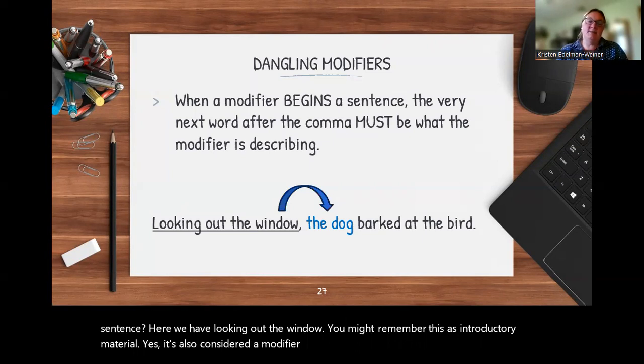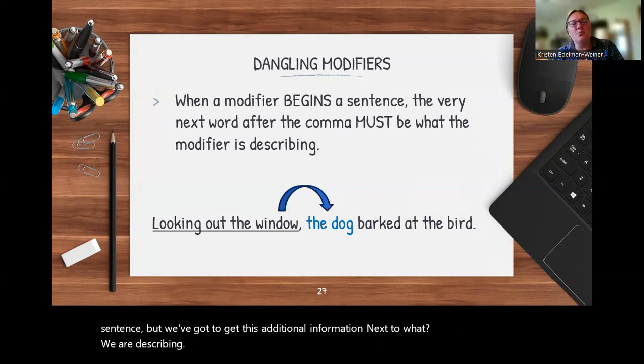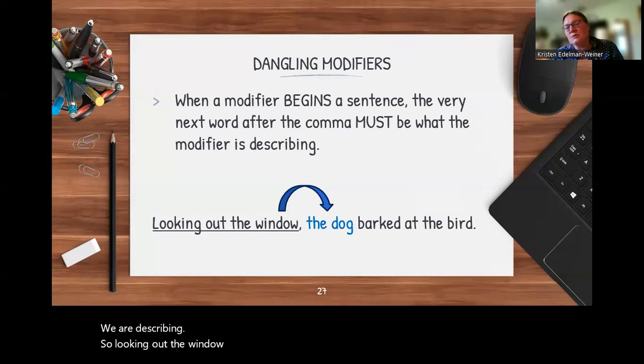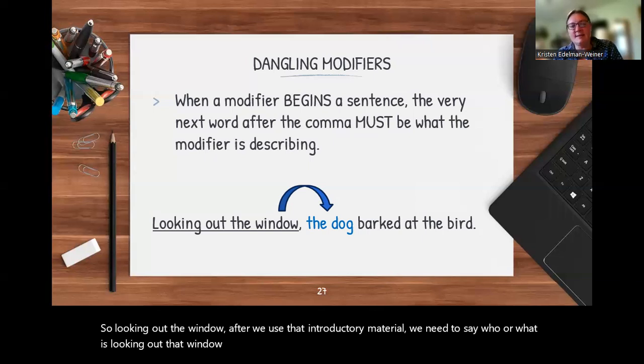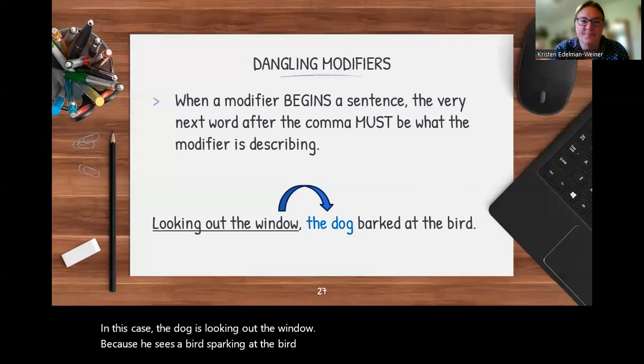We are adding additional information to this sentence, but we've got to get this additional information next to what we are describing. So after we use that introductory material, "looking out the window," we need to say who or what is looking out that window. In this case, the dog is looking out the window because he sees a bird, barking at the bird.